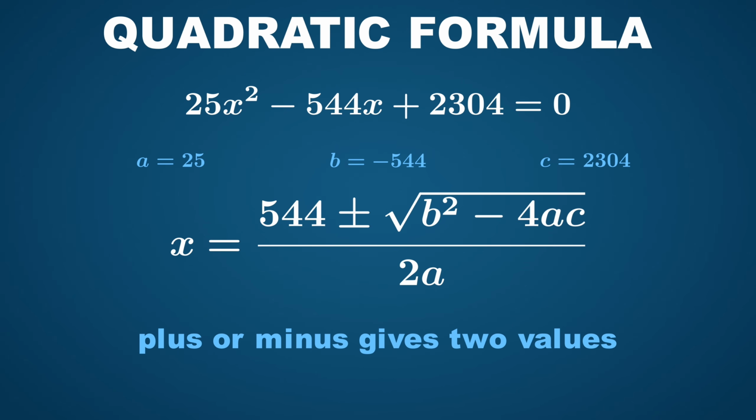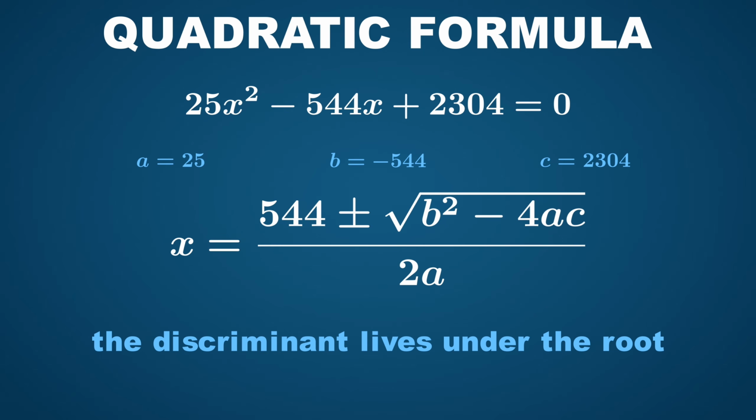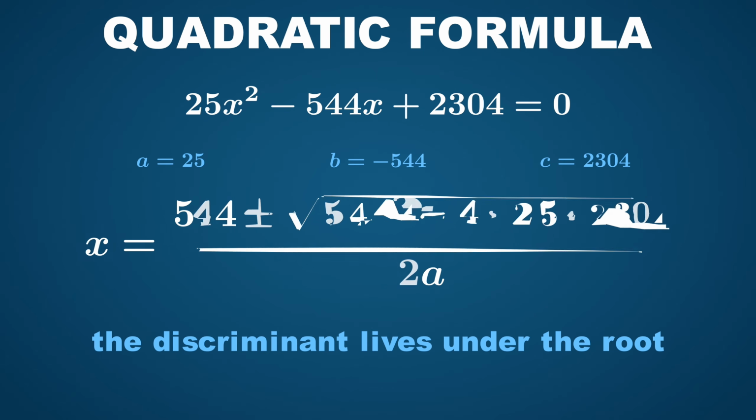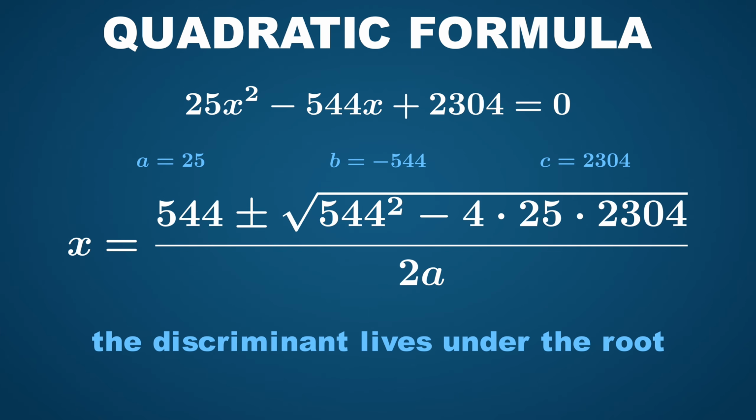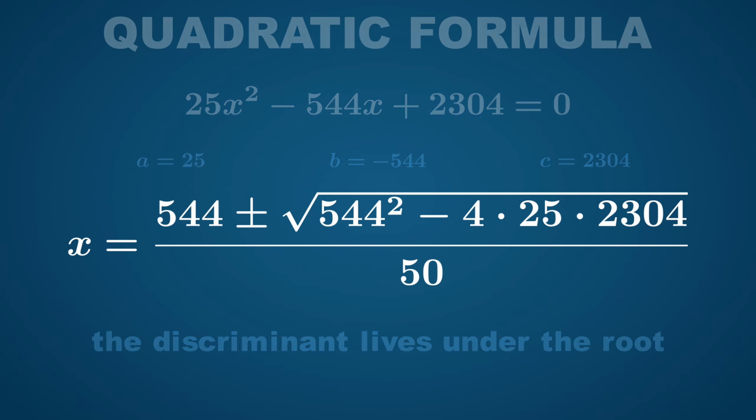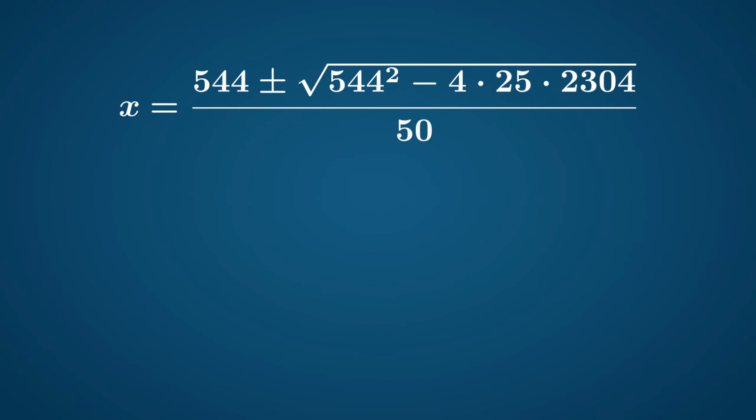Next to it we add or subtract the square root of the discriminant. The discriminant is the expression that lives under that root. It equals the middle number squared, minus 4 times 25 times 2304. Those are exactly the three numbers we just identified. And the bottom of the fraction is 2 times 25, which is 50. So the entire answer comes down to computing that discriminant.